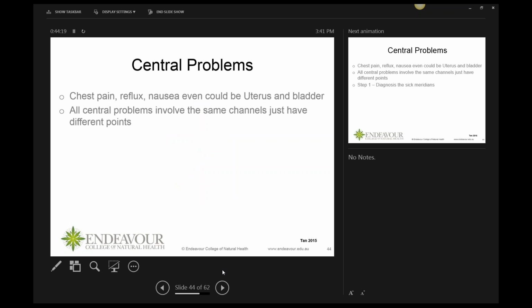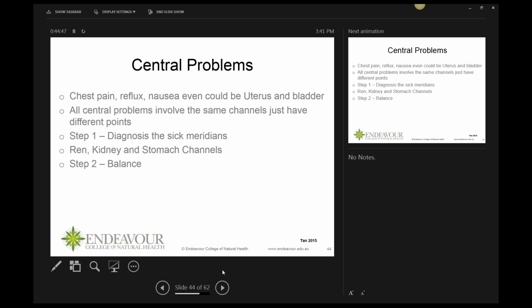So he said that all these central problems involve the same channels, they just have different points and different reflexive actions for it. So if we diagnose the sick meridians, the Ren, again, central, yes, definitely Ren. Kidney, just a little bit off center, and stomach channels a little bit further off center as well. And still, that edge of where you put your hand if we did it through the center of the body.